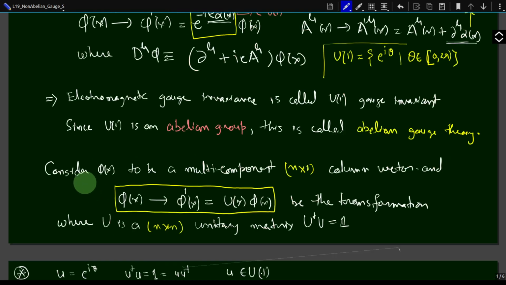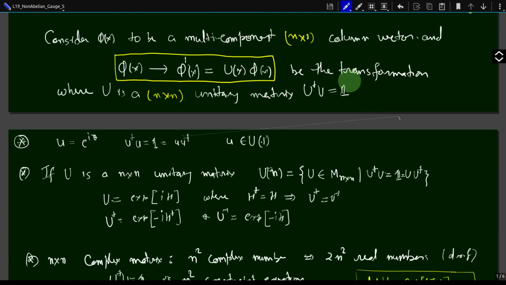And say, consider now that phi is an n-component column vector, an n cross 1 column vector, and I want to transform phi of x to some phi prime of x through a matrix U of x acting on phi of x. Since this is a vector, U has to be a matrix, and the matrix could be position dependent. So let this be a transformation where U is an n cross n unitary matrix, satisfying U dagger U equal to identity, but U of x is dependent upon x in general. I can demand this kind of transformation.